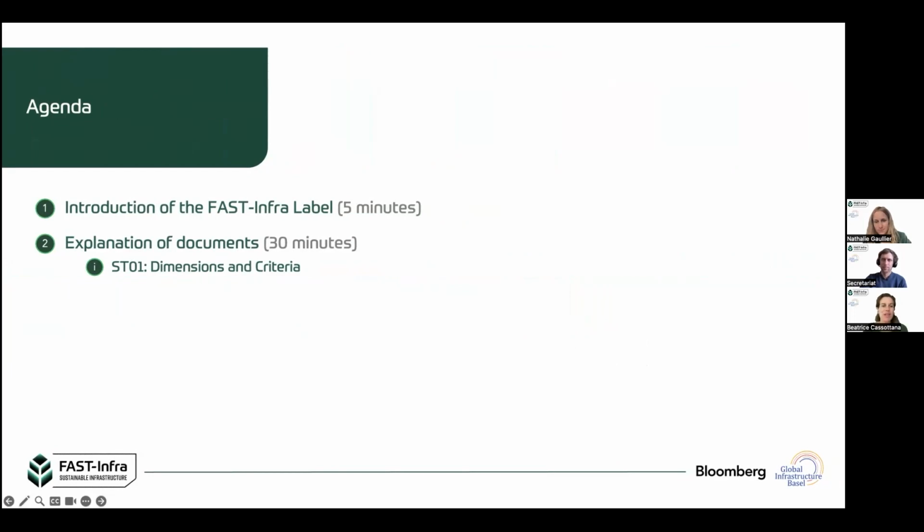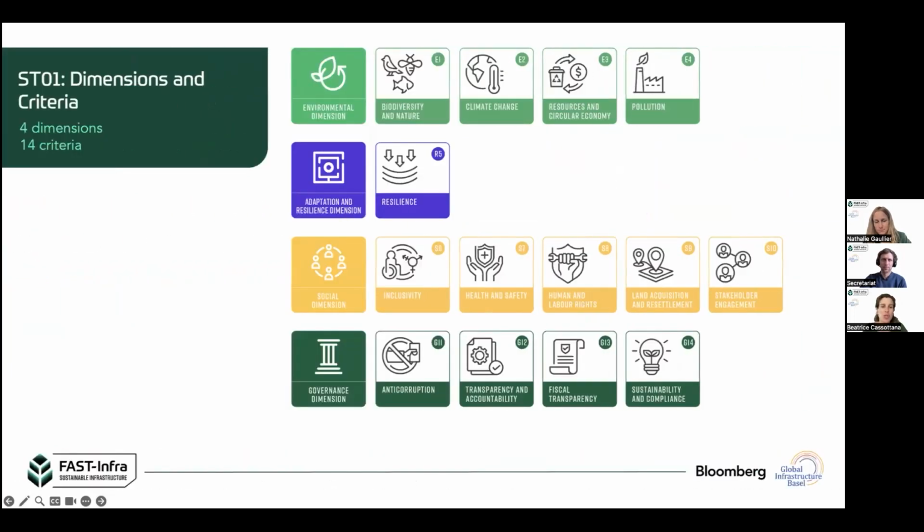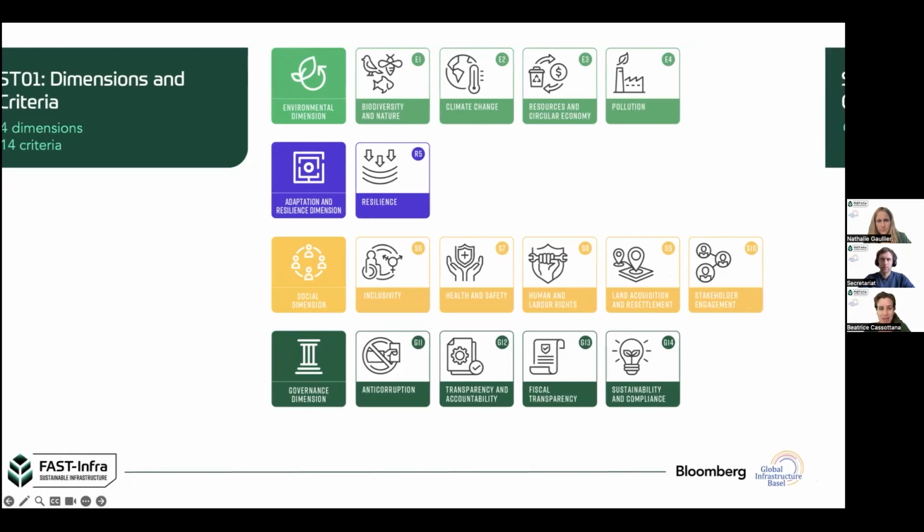Okay, so SDO1 is the document which contains all the indicators that the project has to answer in order to get the FAST-Infra label. As you may know, the indicators are divided into 4 dimensions, which are the environmental, the adaptation and resilience, the social, and the governance dimension. Each one of these dimensions is further subdivided into criteria, as displayed in this slide. Each one of these criteria is structured as in the following slide. Next slide, please.